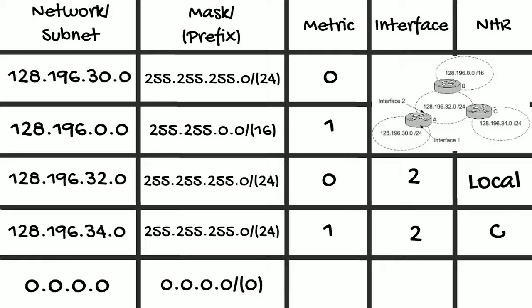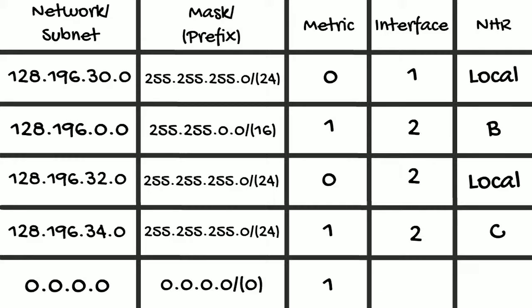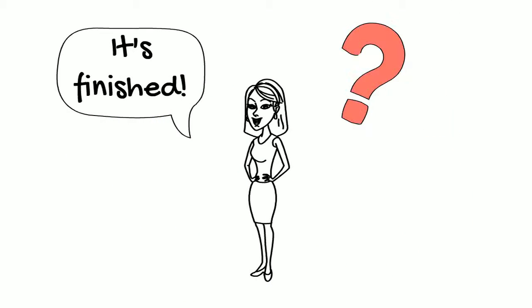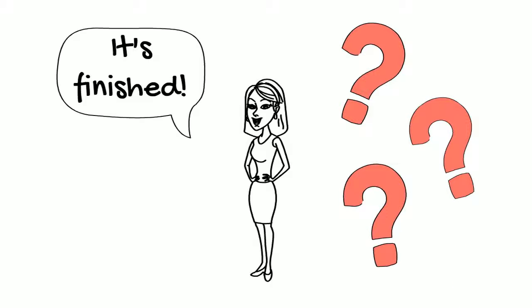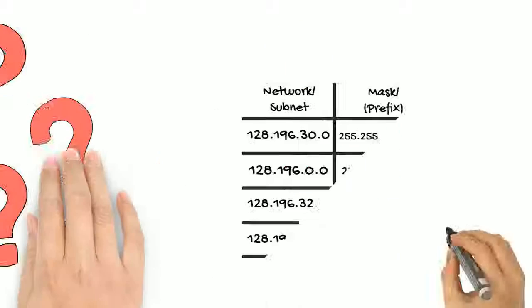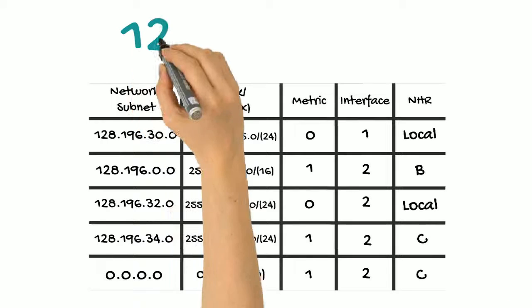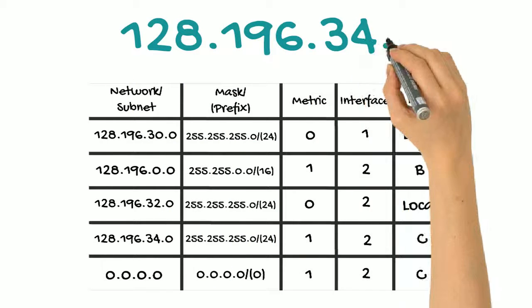In this case, I'm going to assign router C as the default router, so I can enter 1 in the metric column and C in the next hop router column. And finally, enter 2 as the interface. Now our routing table is finished. But how does the router use the table to decide where to send the information? Let's say we have a packet of information with a destination IP address of 128.196.34.2.